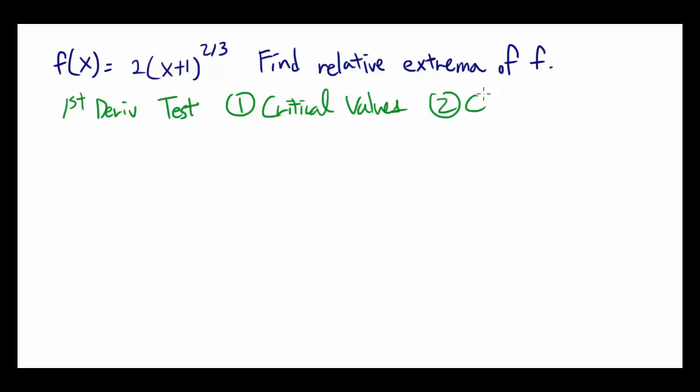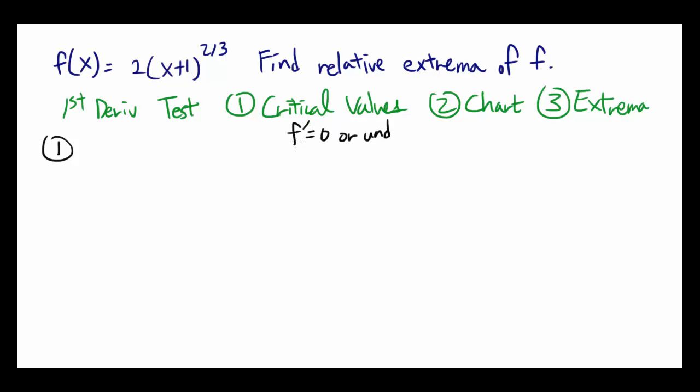Second, make a chart summarizing if f is increasing or decreasing to the left and to the right of each of these critical values. Then we're going to use that chart to figure out where the relative extrema are. So let's do this. First of all, find the critical values. That's where f prime is 0 or undefined.